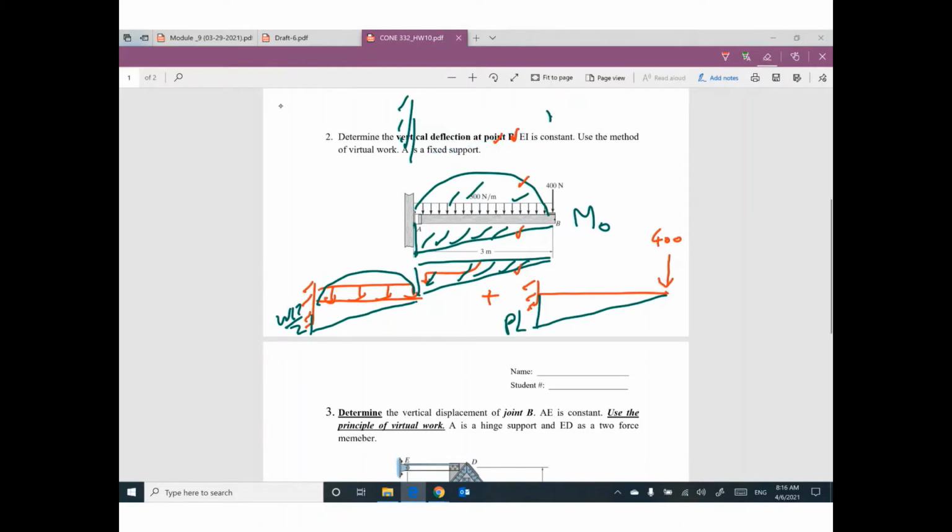So superposition, guys, means you can assume every single load is existing alone. This is the meaning of superposition. Any question?